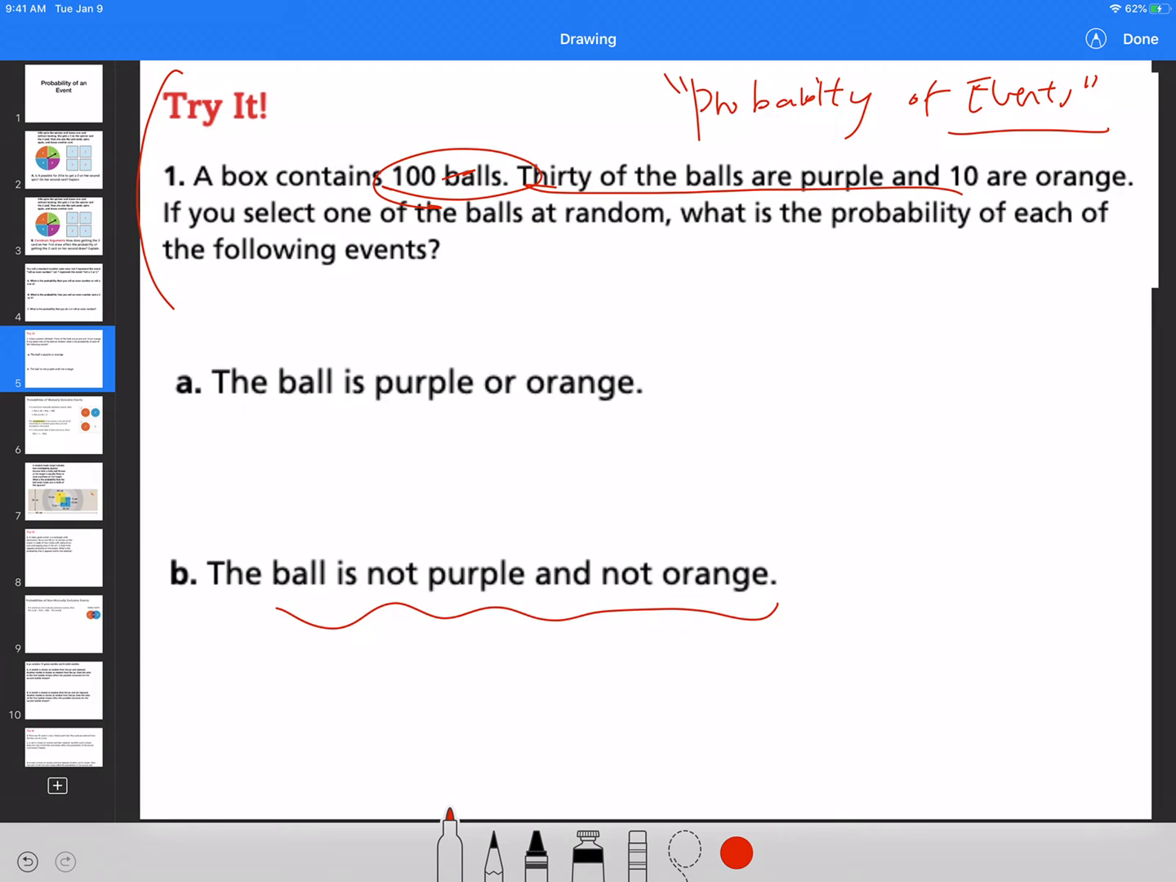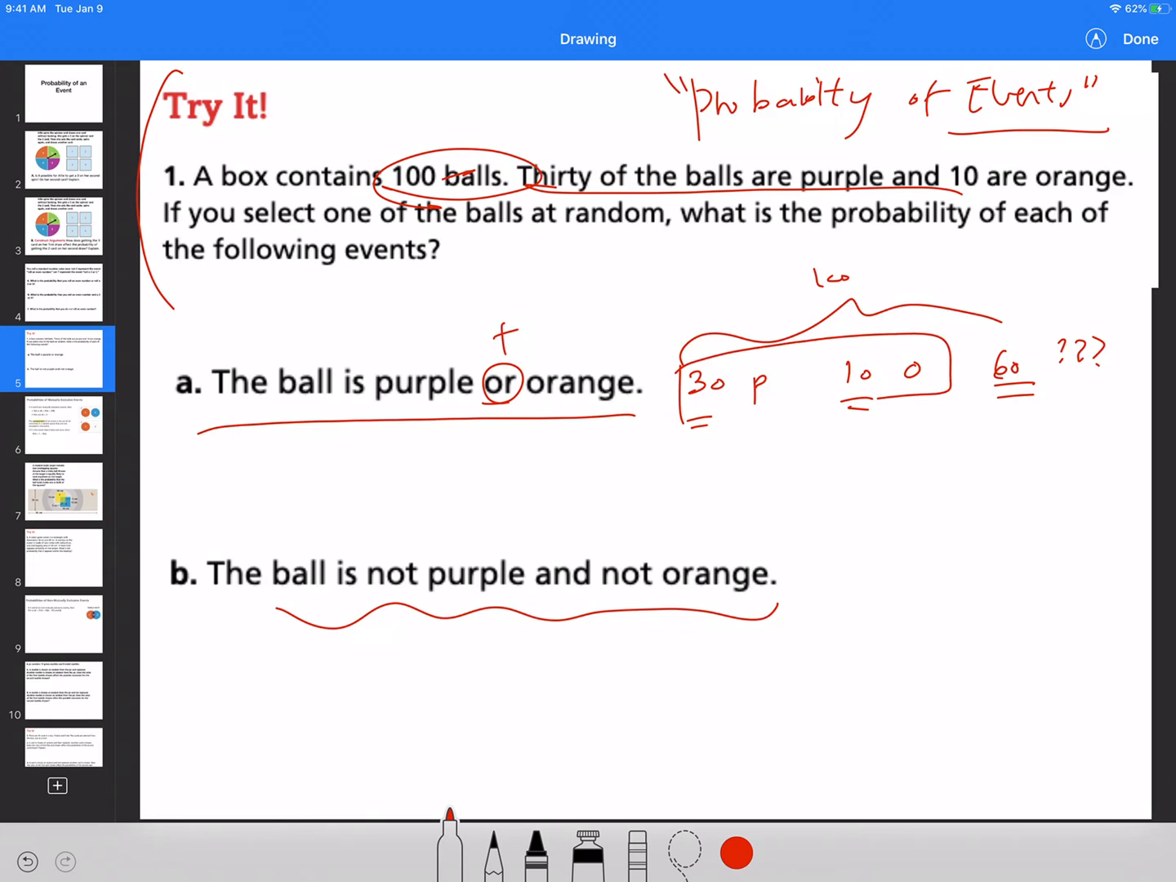Okay, so 30 of the balls are purple, 10 are orange, right? That means the rest of them, that's 60 of them, because there's a total of 100 balls, right? Well, I don't know what colors they are, but I know for a fact that they're not going to be purple nor orange. The ball is purple or orange means that I simply have to add them together, which means that's 40 possible outcomes out of 100, because you're picking out of a box that contains 100 balls. That's simply 40%.